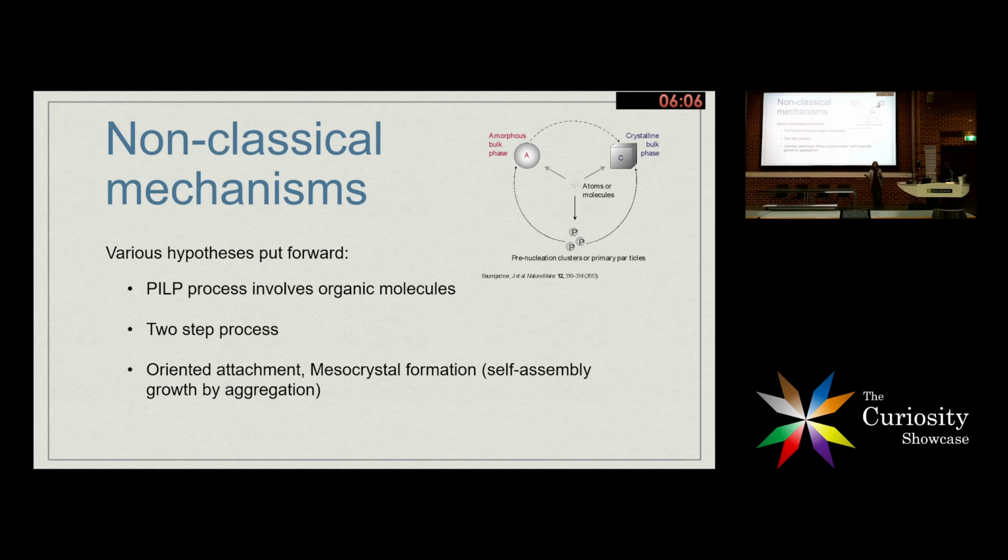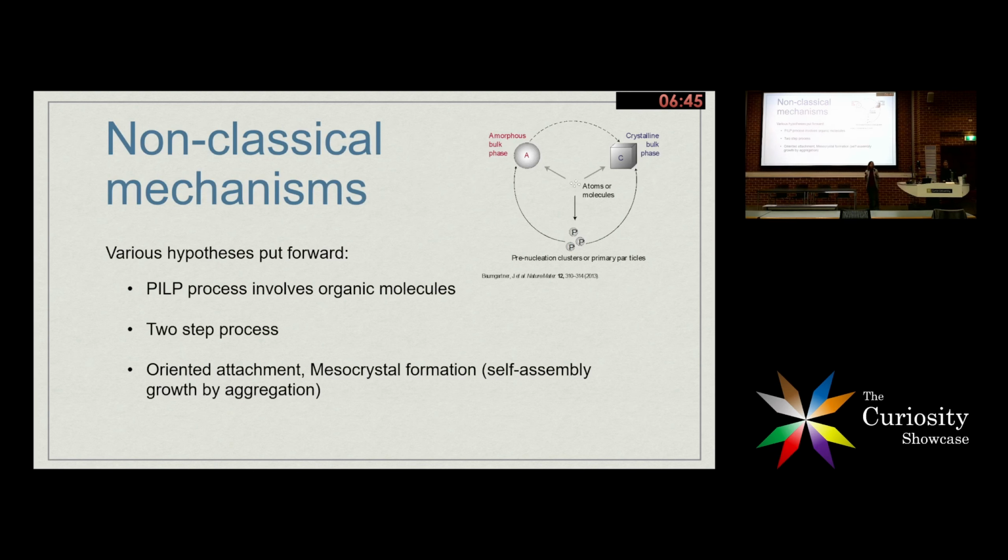Not surprisingly, since then, there have been a few non-classical mechanisms that have been proposed. So there's the polymer-induced liquid precursor process, and this involves metal cations interacting with organic biopolymers. They come together, they form a dense liquid phase that initially forms an amorphous solid, and then that transforms into your crystalline product. The two-step process is essentially similar, except that you don't have any polymers involved or organic species.